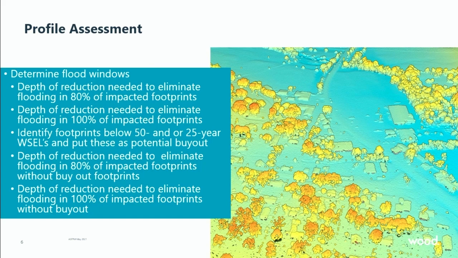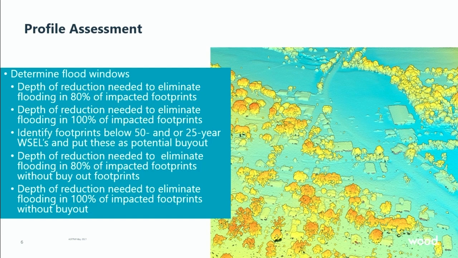And then after you've assessed those for these reaches, one of the things that typically falls out of this is any of those elevations and those lowest adjacent grades, if that's what you're using for your analysis, if any of those grades are below the 50 or 25-year event, typically those need to be pulled out and put into the buyout category, because typically you cannot afford to implement a flood reduction alternative to eliminate the flooding for those structures.